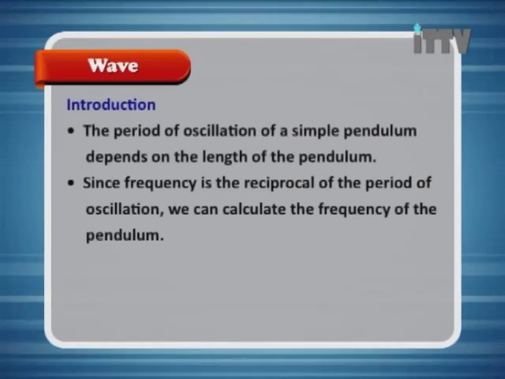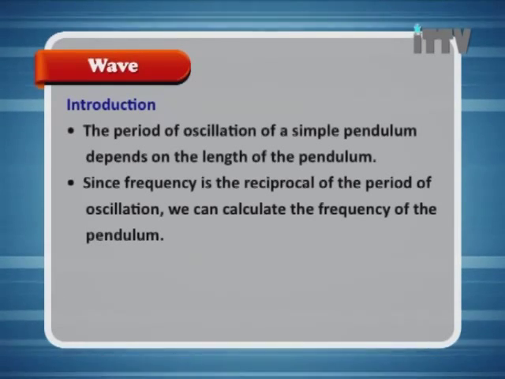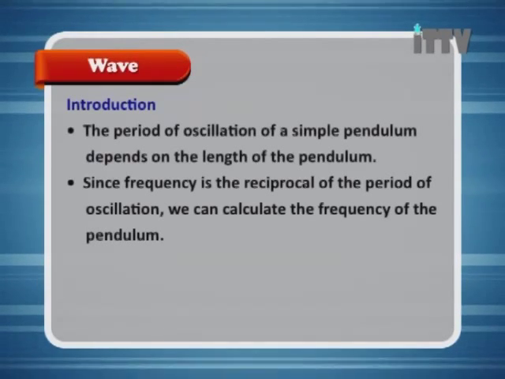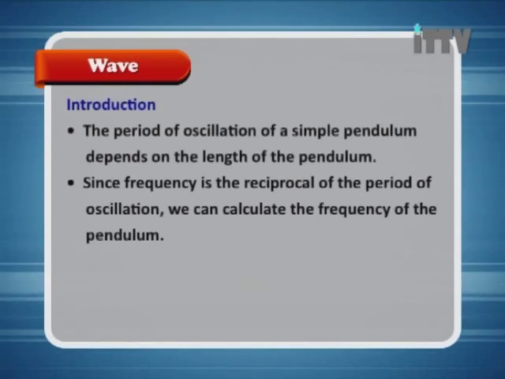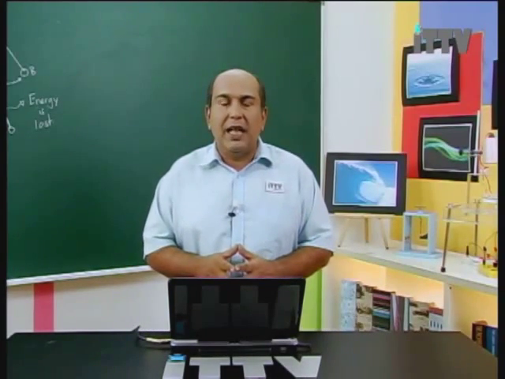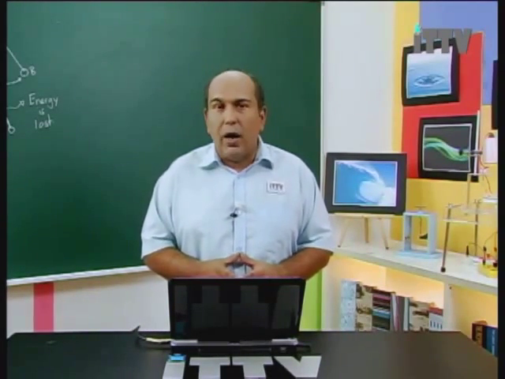Since frequency is the reciprocal of the period of oscillation, we can calculate the frequency of the pendulum. So what we are saying here is frequency, which we know from our last lesson, equals 1 over T, T being the period. So if we know the period, we can clearly calculate the frequency of oscillation of the pendulums.